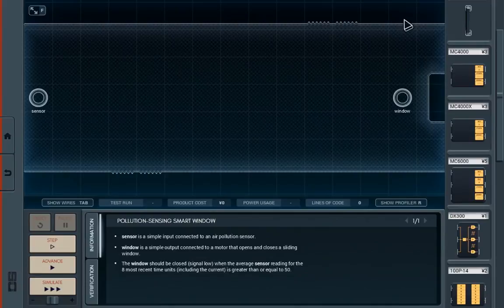Right, if the average is greater than or equal to 50, then we just need to make sure that the sum is greater than or equal to 400. Yes, that's much better. It's good that we don't have a division instruction. We're about to do something stupid and unnecessary.